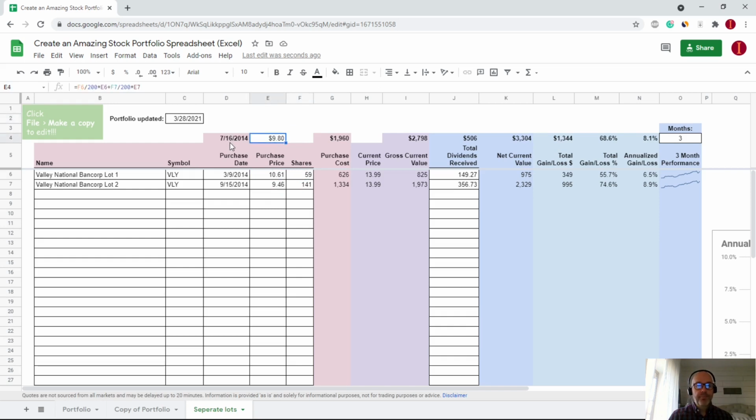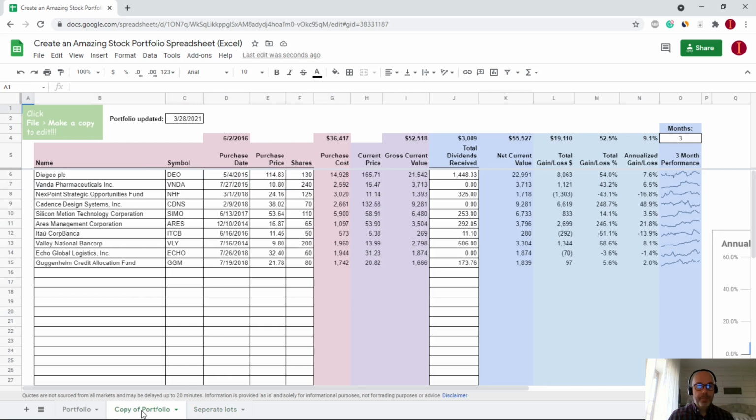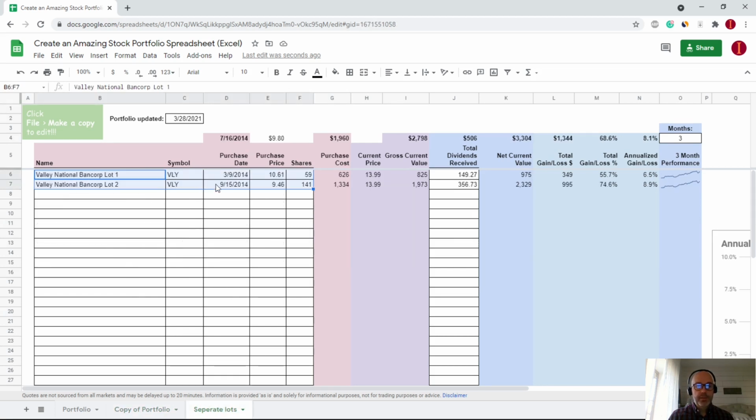So right here, if you don't want to do separate lots in the portfolio, make a copy of the worksheet, clear everything out, and type your separate lots in there, and most of the information you're going to need is going to be automatically calculated for you. All you got to do is come up with this weighted average price. So hopefully that gives you an idea of how to deal with this particular issue.